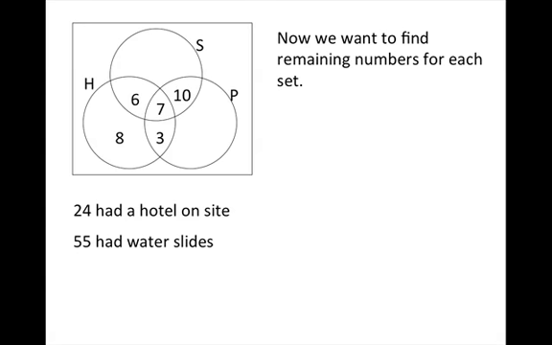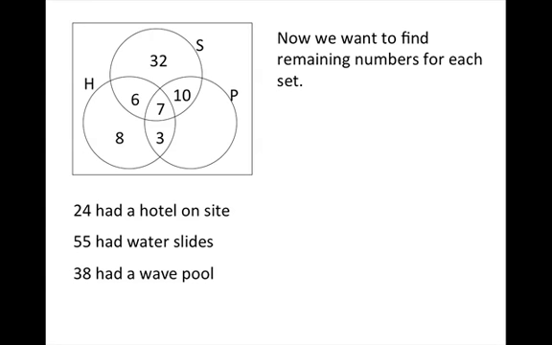Next, 55 had water slides. So look at your circle for S. It should contain a total of 55. Well, I already have 6 plus 7 plus 10, which is 23. So take the total of 55 and subtract the 23, and that leaves me with 32 that have just water slides.